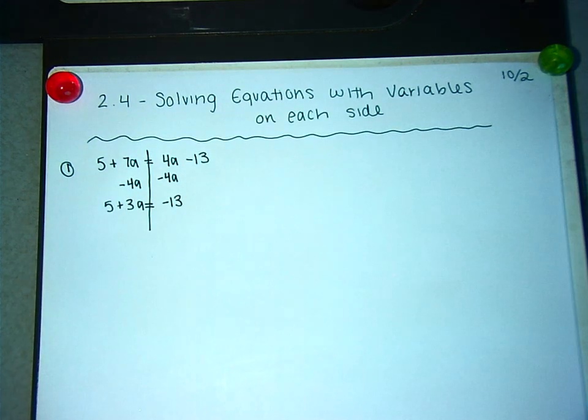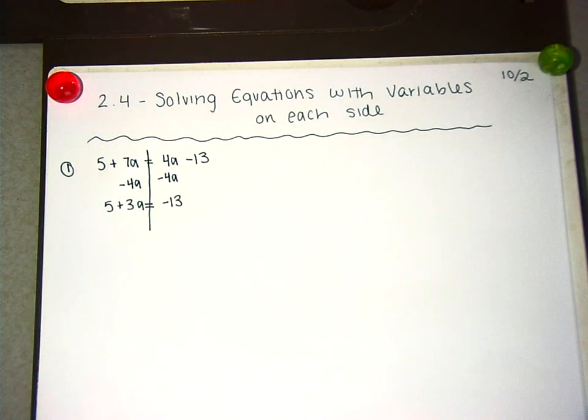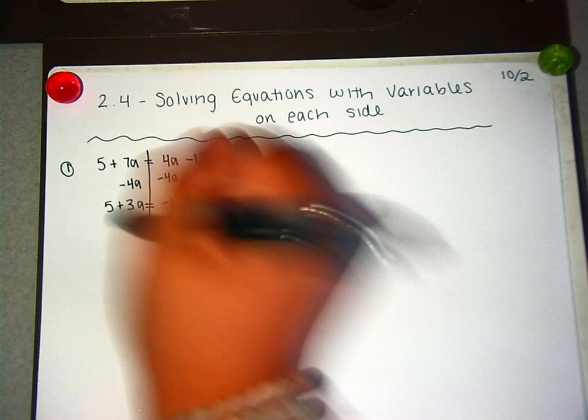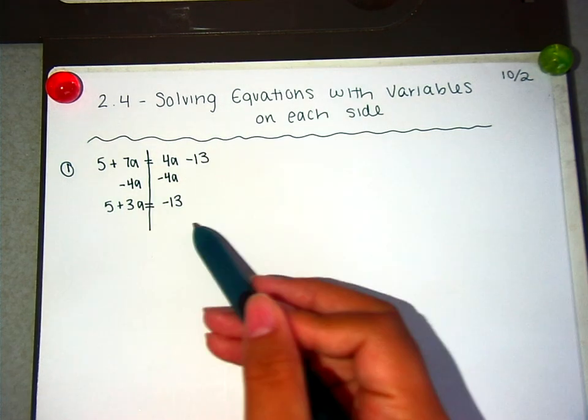How do you think Ms. Langworthy knew to subtract the 4a from the 7 and not from the 5? Yeah? Because they both have an A. And by the way, it doesn't matter if you get the A on the left or on the right, as long as the variables are on the same side. Okay, so now I want to move my 5 over to the right side.